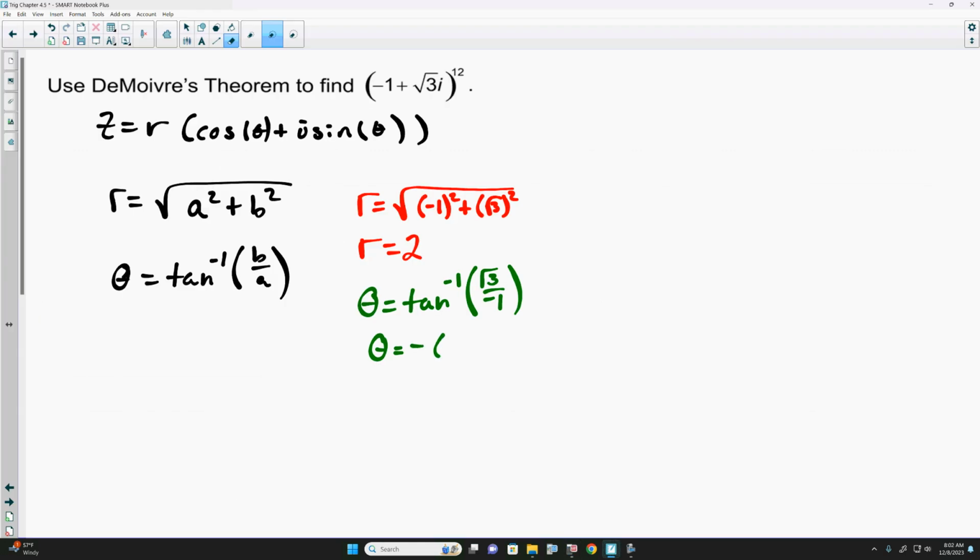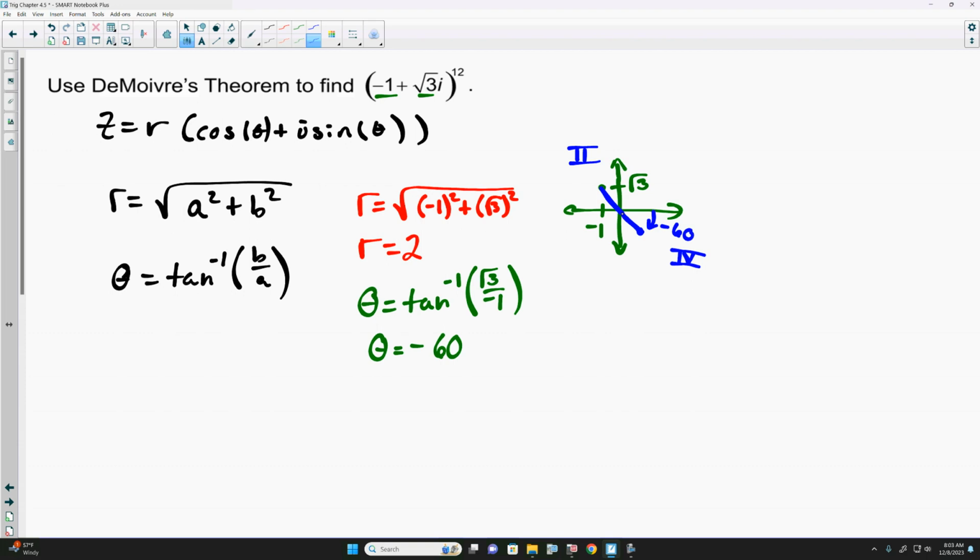Okay. Now for most of these, we would prefer theta to be between 0 and 2 pi, or 0 and 360. So if we look at the graph to see where this point should be in the complex plane, they gave us the point negative 1, positive square root of 3. So our point is up here. The point we found from our tangent inverse, negative 60 degrees, is down in the fourth quadrant. We need it in the second.